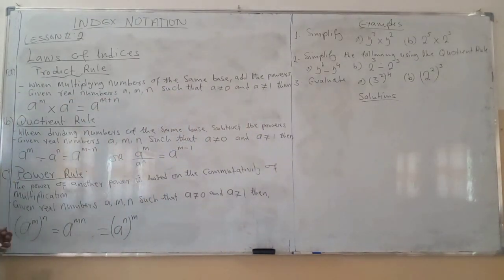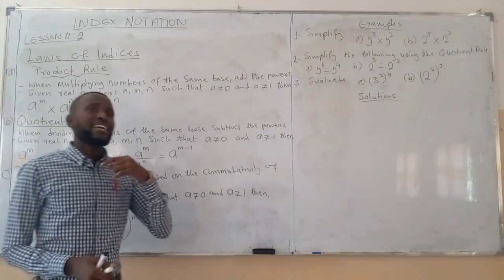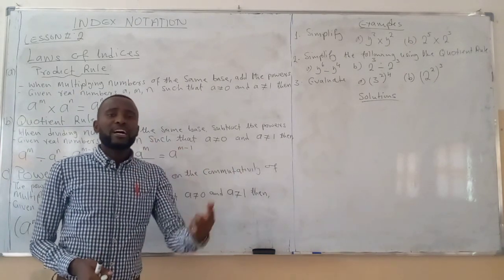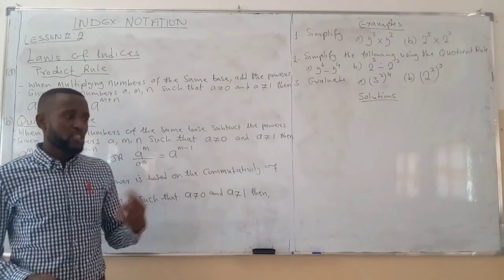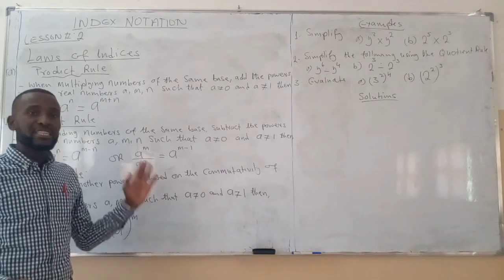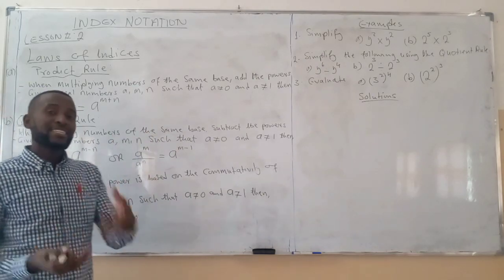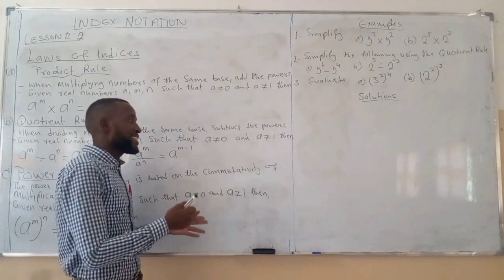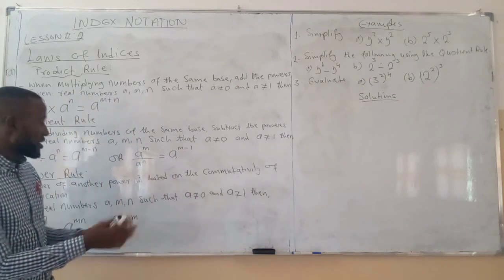Alright, so now let us go and focus on this part. Laws of indices, lesson 2. We start with the product rule. Remember in lesson 1, we talked of the positive index. We talked of the zero index as well, so the zero index also falls under the laws of indices. We looked at it in lesson 1, so now let us concentrate only on these few in lesson 2.